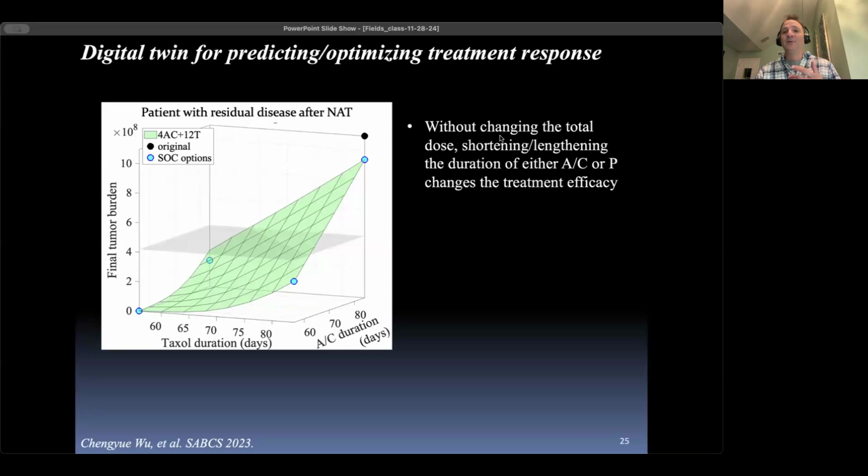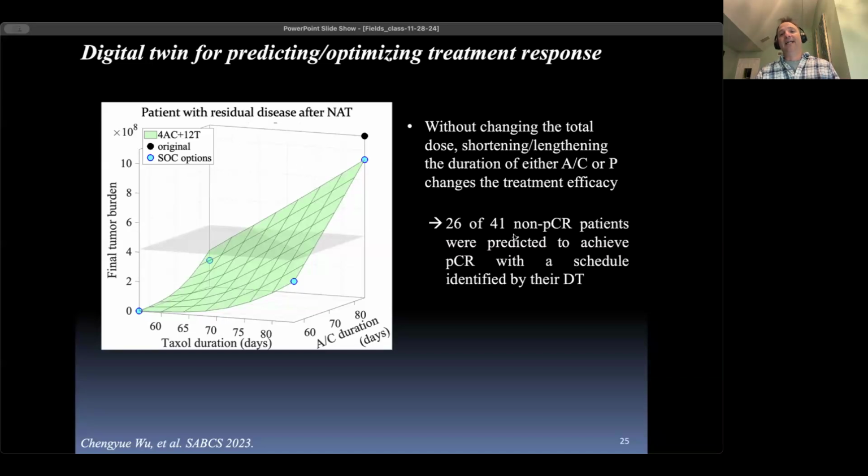And when we do this, we notice that without changing the total dose, just shortening or lengthening the duration, it changes the efficacy. Of 41 patients in this particular data set that had residual disease, so they were non-pathological complete response, for 26 of them we were able to find a standard of care dosing scheme that we predict the patients would have had a pathological complete response. That represents a 23% improvement in the PCR rate, not by changing the therapies or even the doses, just the scheduling of it. So this is like dipping our toes in and trying to do patient-specific scheduling.